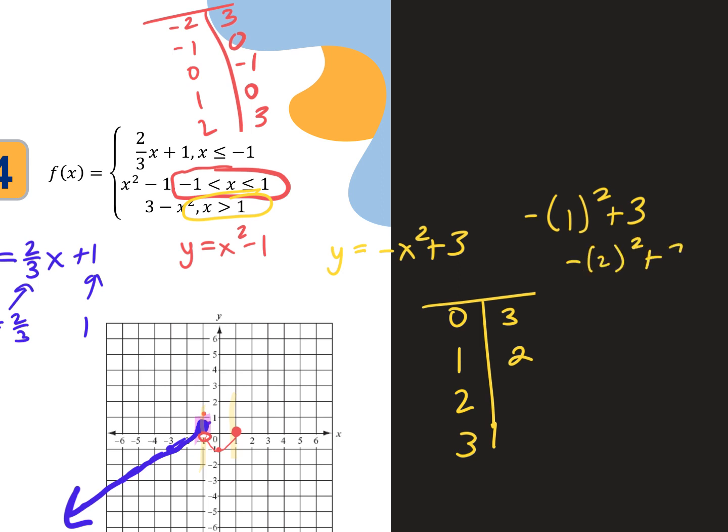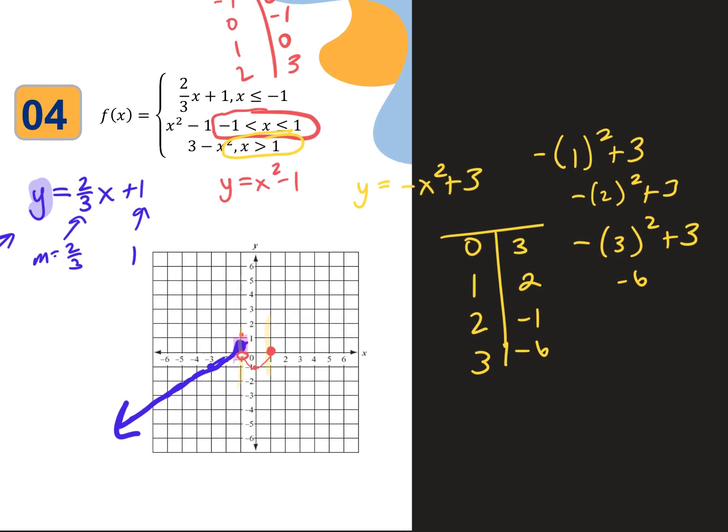Okay, so now I'm going to plug in the 2. I square the 2 first. 2 squared is 4, then times the negative 1. Negative 4 plus 3 is negative 1. Good. Now I have here, square the 3. 9. Negative 9 plus 3 is negative 6.